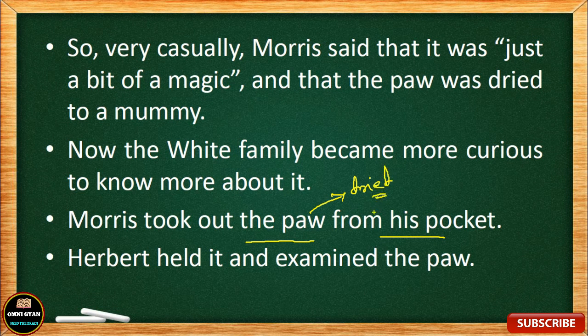It was dried. So when Morris took out the paw from his pocket, Mrs. White moved a little back. Okay, it looked a little dirty also, right? The paw which has been dried and kept in a pocket, and Morris is taking the dried paw out of the pocket. So Mrs. White felt a little dirty and moved a little backside.